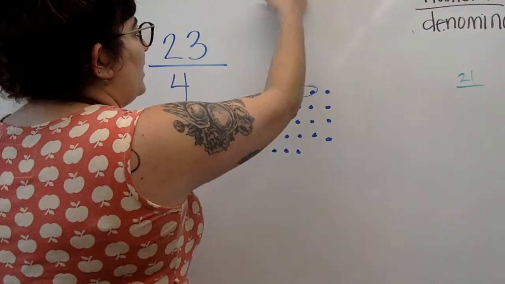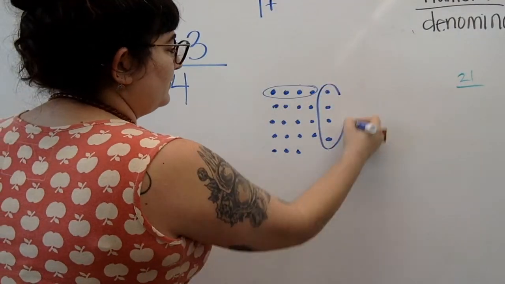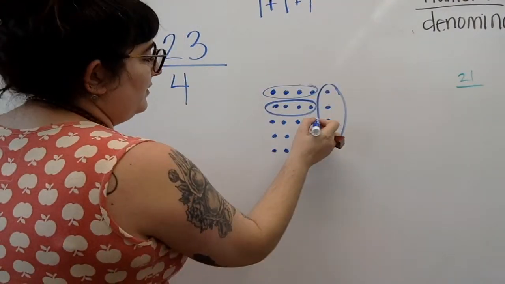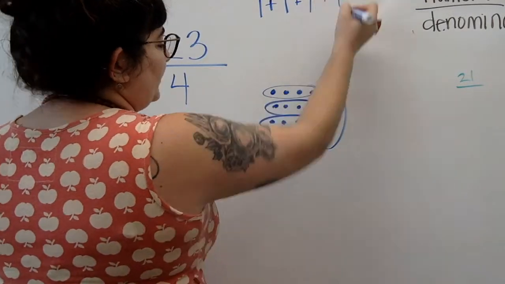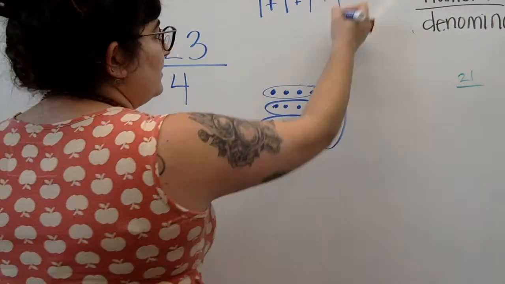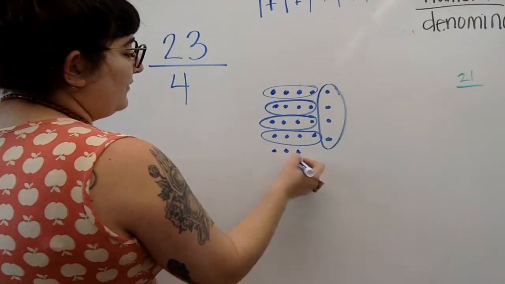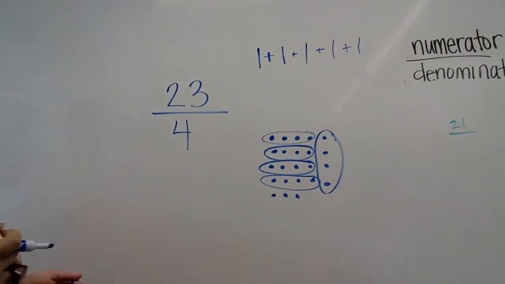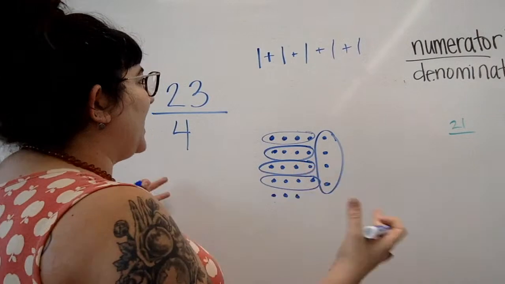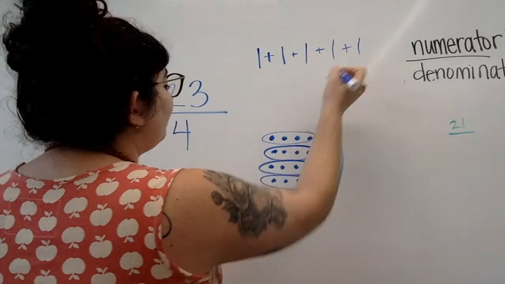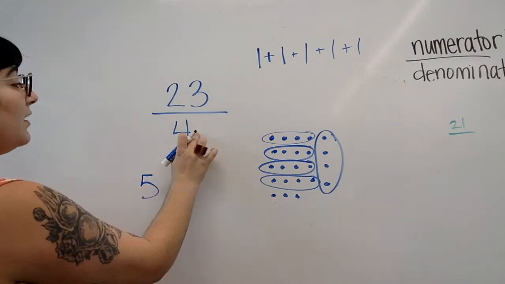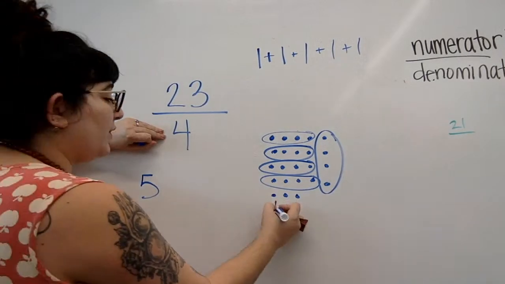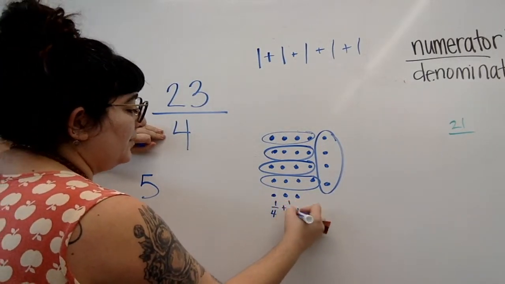So count with me. We've got 1 whole plus another plus another plus another plus another, and I have 3 left over. So my improper fraction is going to be 1, 2, 3, 4, 5 wholes. Remember, the denominator stays the same, right? This is 1/4 plus 1/4 plus 1/4.